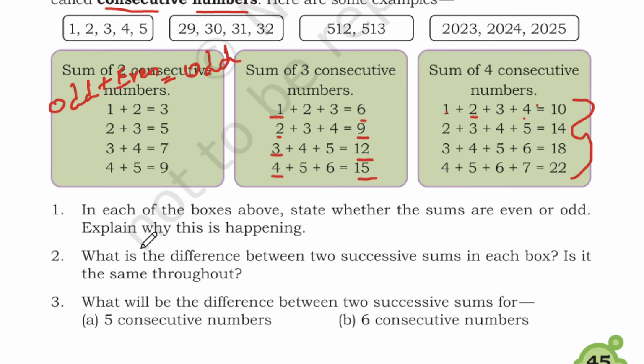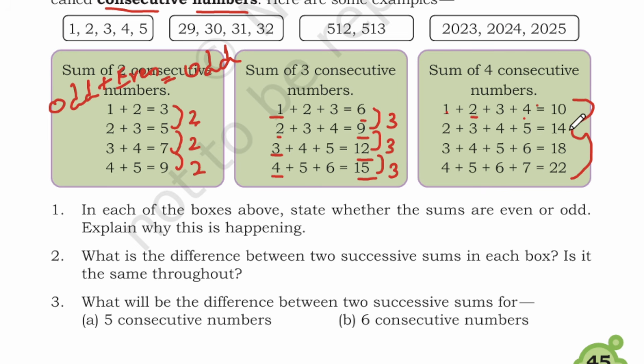Okay, so the next is the difference between the successive sums in each box is the same throughout. Let's see. So for example here, when we see the difference between 5 and 3, we are getting 2. 7 minus 5 we are getting 2. 9 minus 7 we are getting 2. Here 9 minus 6, 3. 12 minus 9, 3. 15 minus 12, 3.